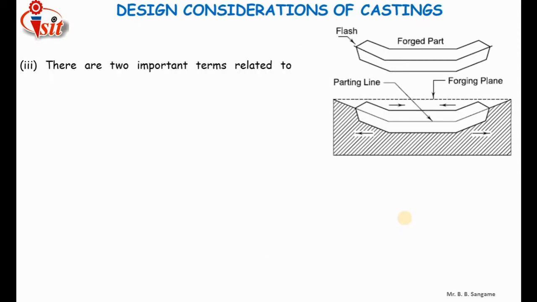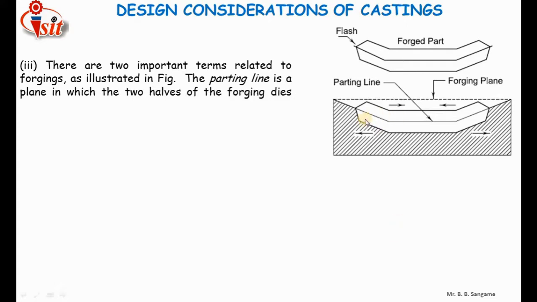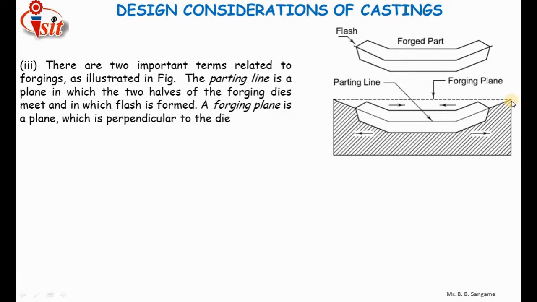There are two important terms related to forging. I have shown in the figure the parting line. This is the parting line of the component. The parting line is a plane in which the two halves of the forging dies meet and in which the flash is formed. A forging plane is a plane. This is the forging plane.